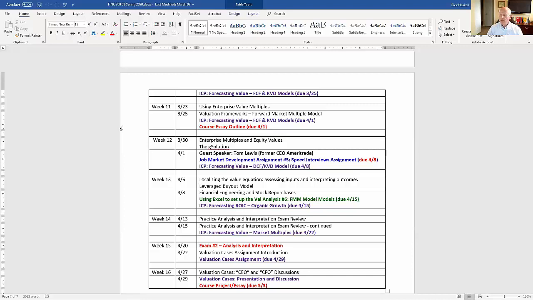As we then flow into the next week, we'll be looking at localizing the valuation discussion and the valuation equations. That means how we go from the great big firm perspective down to just maybe part of the firm and what things need to change. We'll also be looking at the concept of financial engineering, the stock repurchasing, and then that's going to take us to the point where we start to prepare for the practice final.